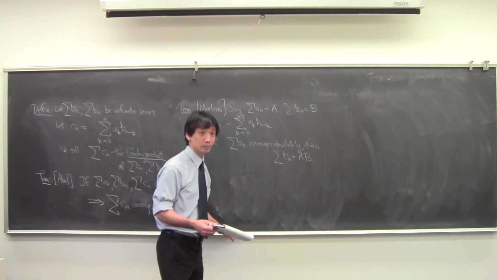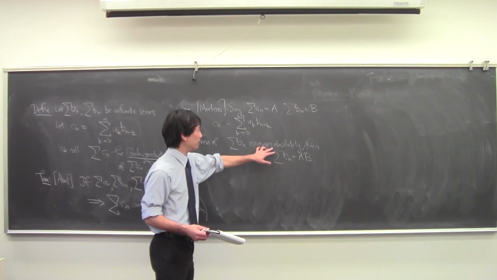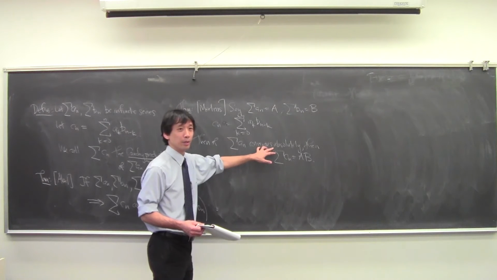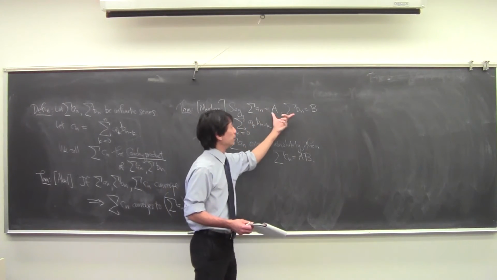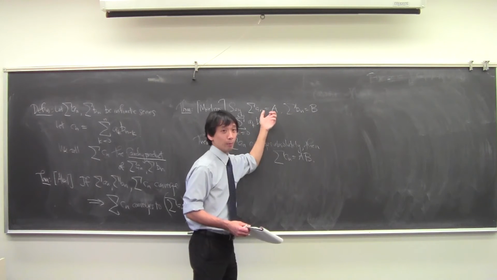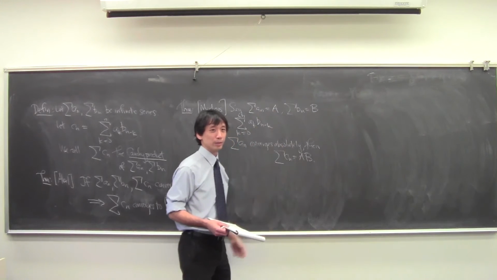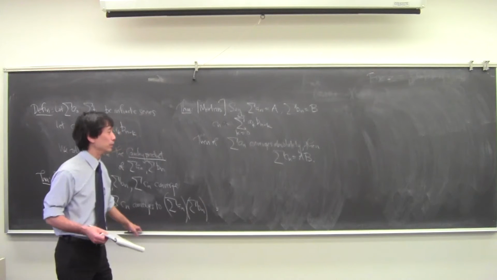Why is this one weaker? It's weaker because we need absolute convergence. We need to put a stronger condition. We need them both to converge, but we need one of them to converge absolutely, which is harder to do.